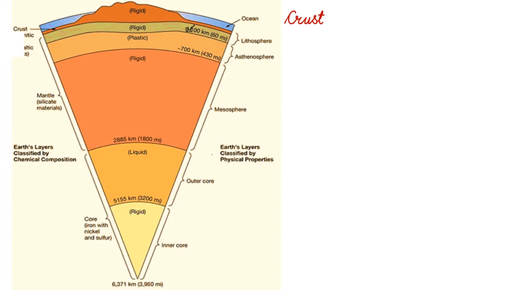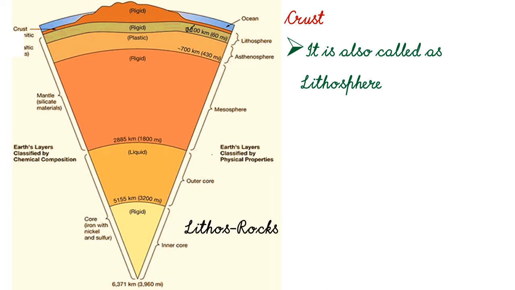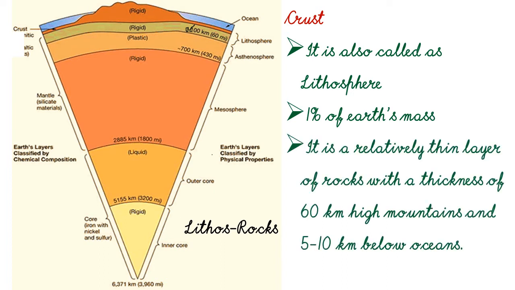The crust is the outermost solid layer of the earth, and it is also known as lithosphere or rocky crust. The word lithosphere has been taken from a Greek word lithos, which means rocks or stones. The crust is only 1% of Earth's mass and contains all known life in the universe. It is a relatively thin layer of rocks with a thickness of 60 km below high mountains and just 5 to 10 km below the oceans.